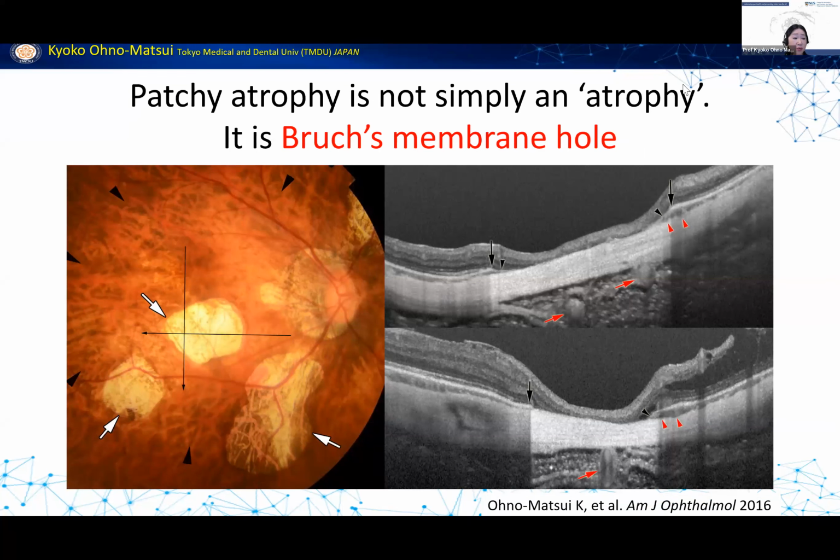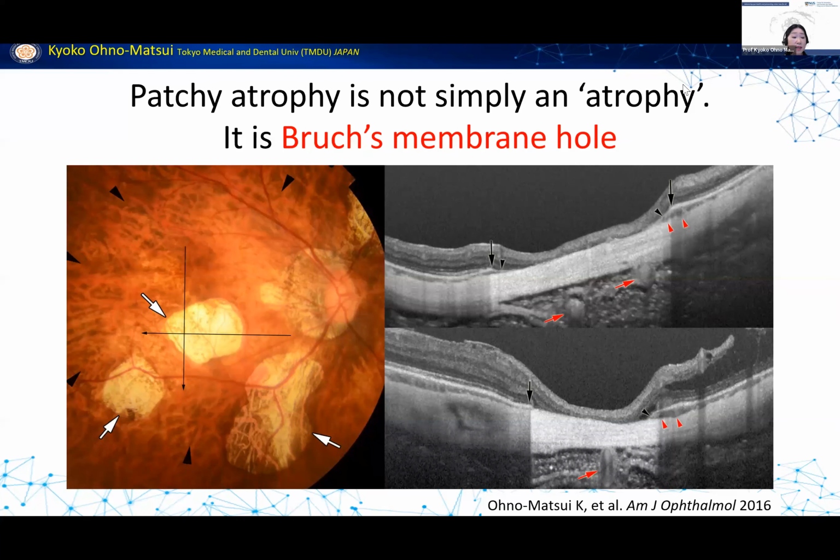Then what is patchy atrophy? OCT shows that it's not simply an atrophy, but it's a Bruch's membrane hole. In this patient, the right fundus shows 3 lesions of patchy atrophy, shown by white arrows. In OCT images, the end of the retinal pigment epithelium, the RPE, is shown by arrows. So the retinal pigment epithelium is defective in the area with patchy atrophy, and increased light penetration to deeper tissues is observed in the area without pigment epithelium.